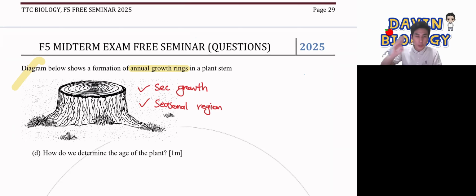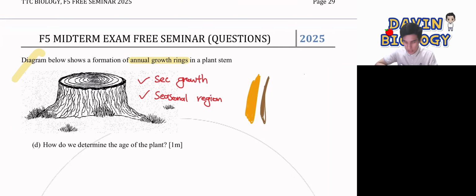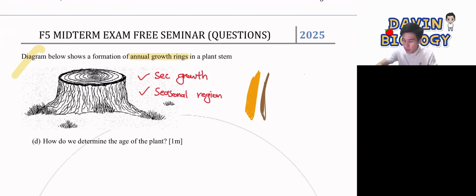So basically, there are 2 lines. There will be one thicker and brighter color one, and one thinner and darker color one. Every thick and thin xylem tissues represents 1 year. So 1 year, 2 years, 3 years, for example. Okay, but first let's answer this question first.